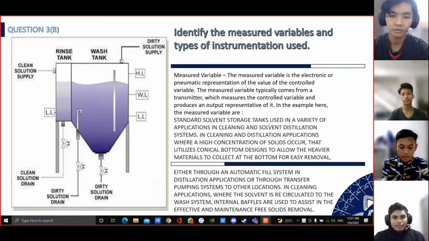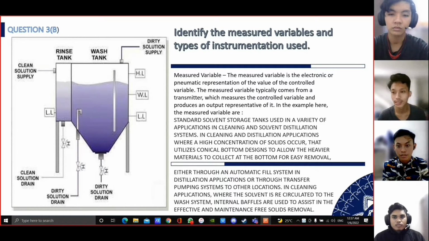Question B. Identify the measured variable and types of instrumentation used. First, the measured variable is the electronic or pneumatic representation of the value of the control variable. The measured variable typically comes from a transmitter, which measures the control variable and produces an output representative of it. In the example here, the measured variables are standard solvent storage tanks used in a variety of applications, cleaning and solvent distillation systems.